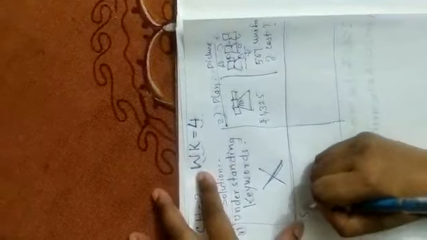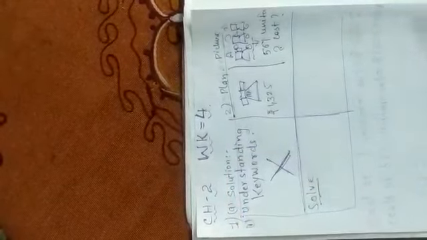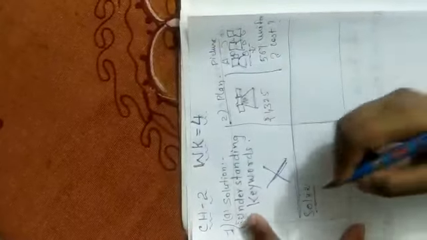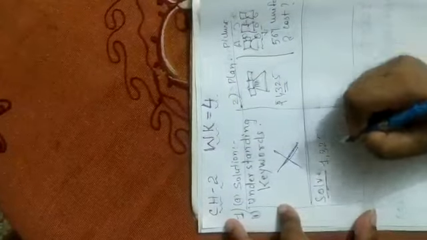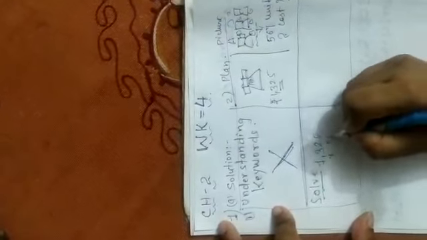So how will we solve the problem? How will we find the cost of 567 uniform sets? In order to find the cost of 567 uniform sets, we have to multiply by the cost of one uniform set. So 1325 multiplied by 567. Then we get the answer.